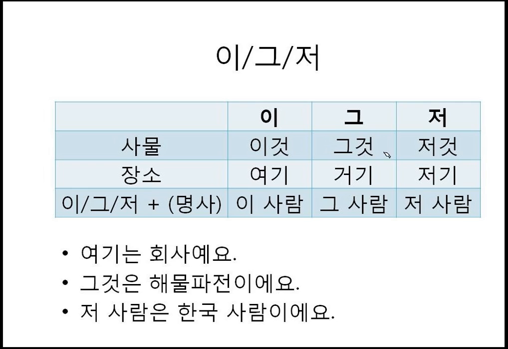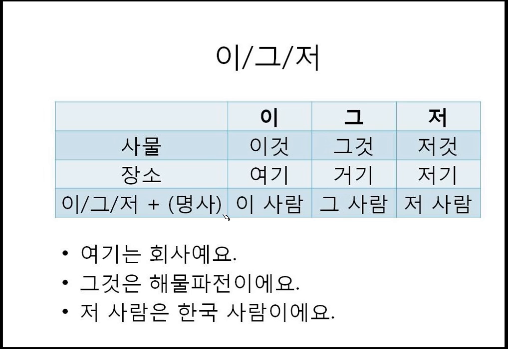This, it, that. And if you are indicating a certain place, these expressions are used, which are 여기, 거기, 저기. 여기 is here, and 거기 is there. 저기 is just over there. 여기 is used when the certain place is close to the speaker, and 거기 is used when the certain place is close to the listener. And 저기 is used when the certain place is far from speaker and listener.